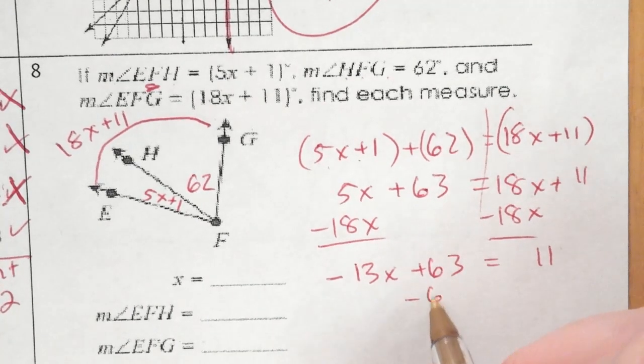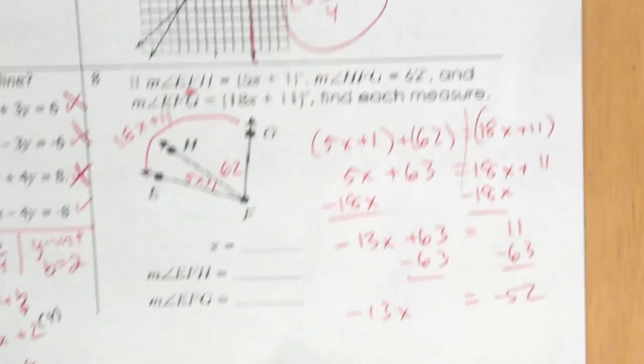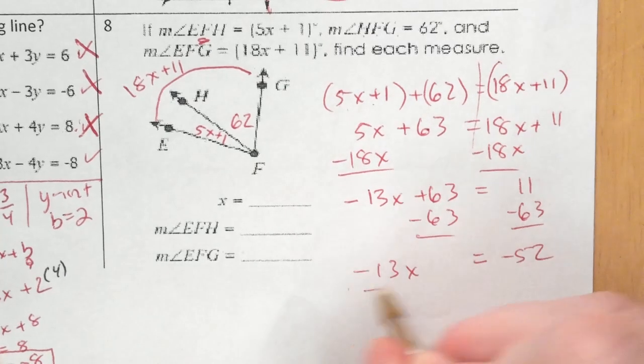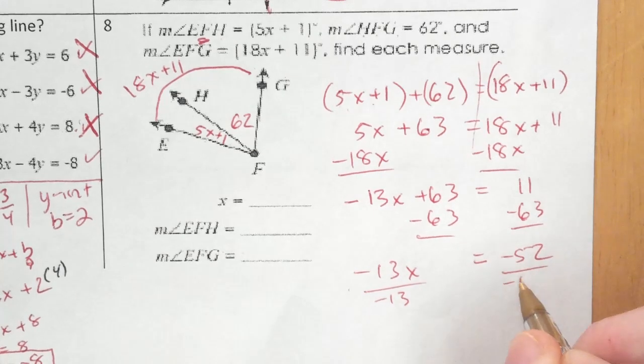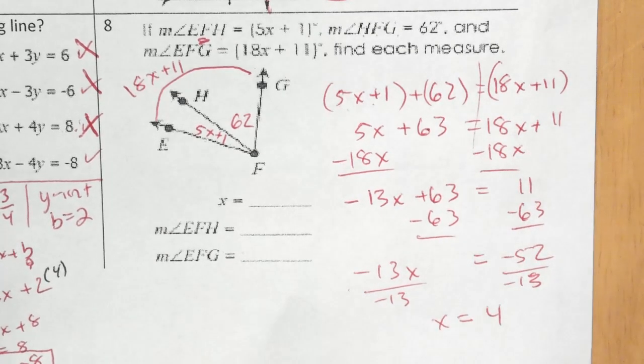We subtract 63 from both sides. We get negative 13x is equal to a negative 52. And then we're going to divide both sides by negative 13. We get x equals a positive 4.